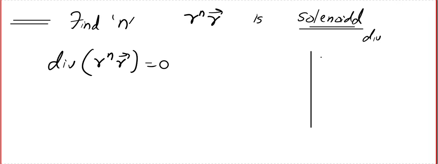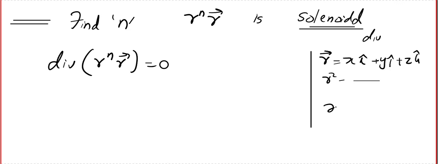Anyway, on one side of your copy, you have to do the drama. Let r equal to xi plus yj plus zk, r square equal to blah blah blah, and finally you will get dou r by dou x equal to x by r. In examination, you have to do it. What is r power n times r?